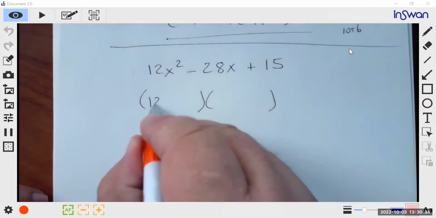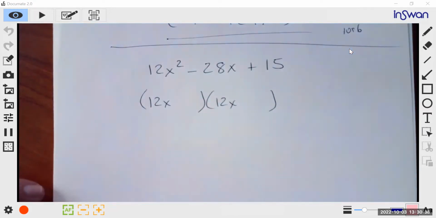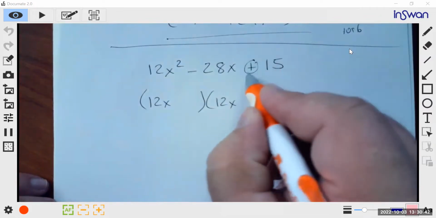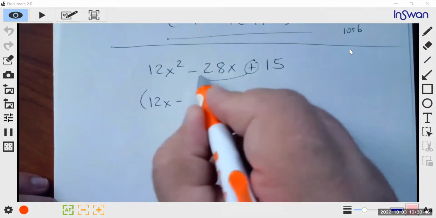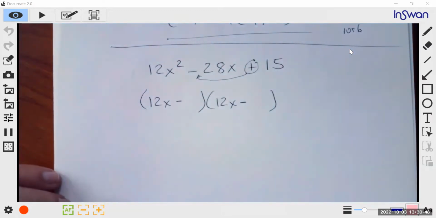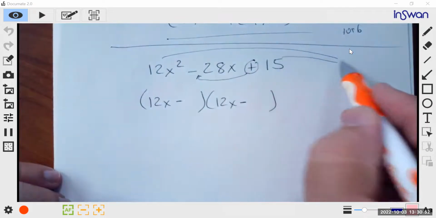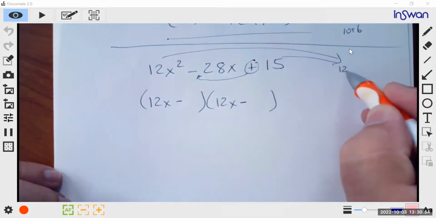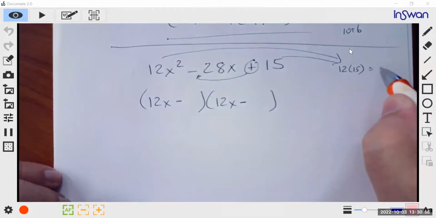So we know it's 12x and 12x. The signs are going to be, yeah, they're both the same. Since that's plus, they're both going to be minus. Twelve times 15. Is it 280?